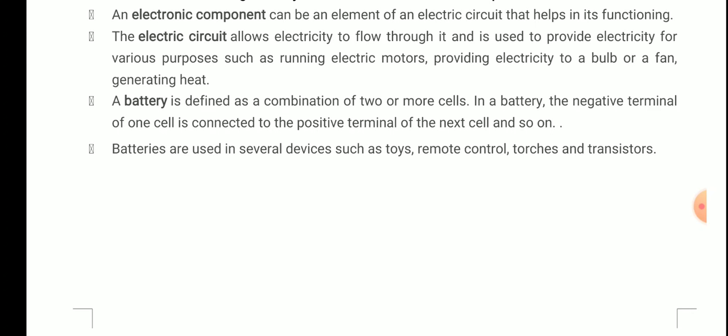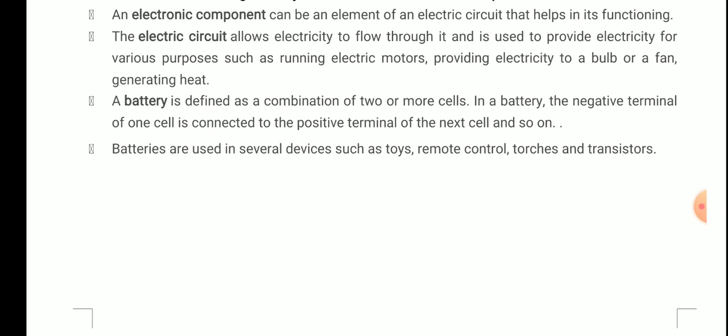Now, an electronic component can be an element of an electric circuit that helps in its functioning. The electric circuit allows electricity to flow through it and is used to provide electricity for various purposes, such as running electric motors, providing electricity to a bulb or a fan, and generating heat. Now, two things. An electronic component can be any element of an electric circuit that helps in its functioning. That is said to be an electronic component.